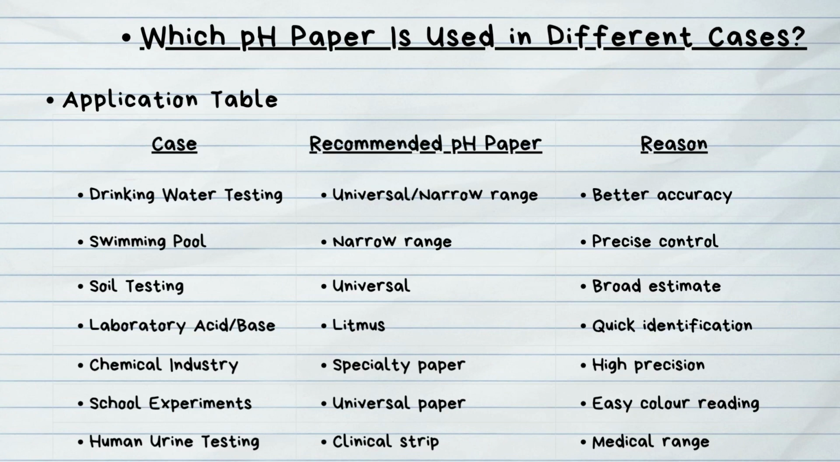For laboratory acid-base testing, litmus paper is enough for quick checking. For chemical industries, specialty papers are preferred for better precision. For school experiments, universal paper is usually the best option because colors are easy to compare. And for human urine testing, clinical strips are used. So remember, different jobs need different pH papers.